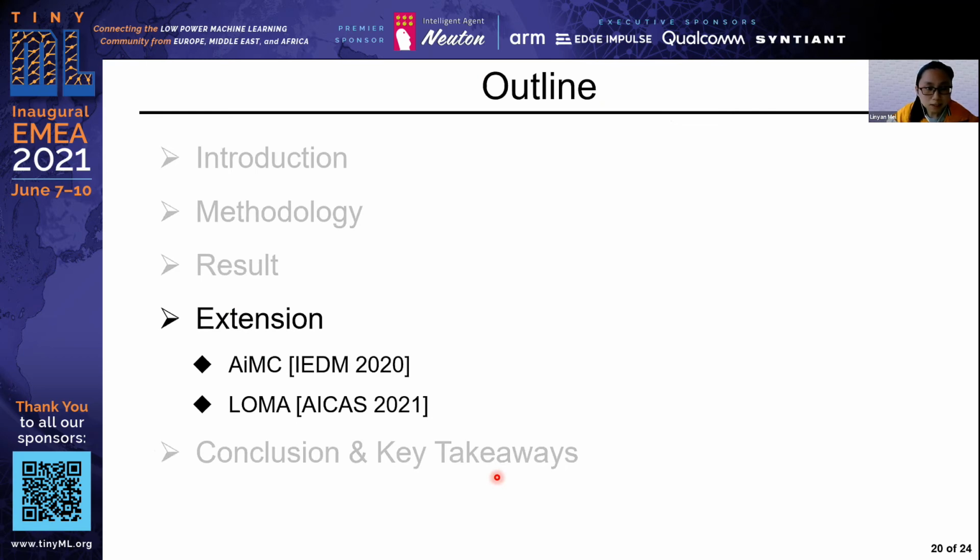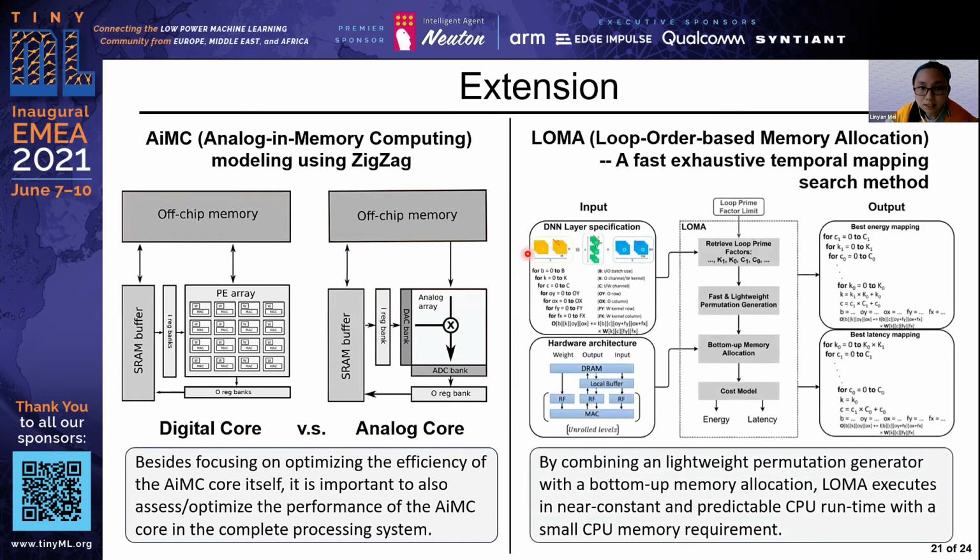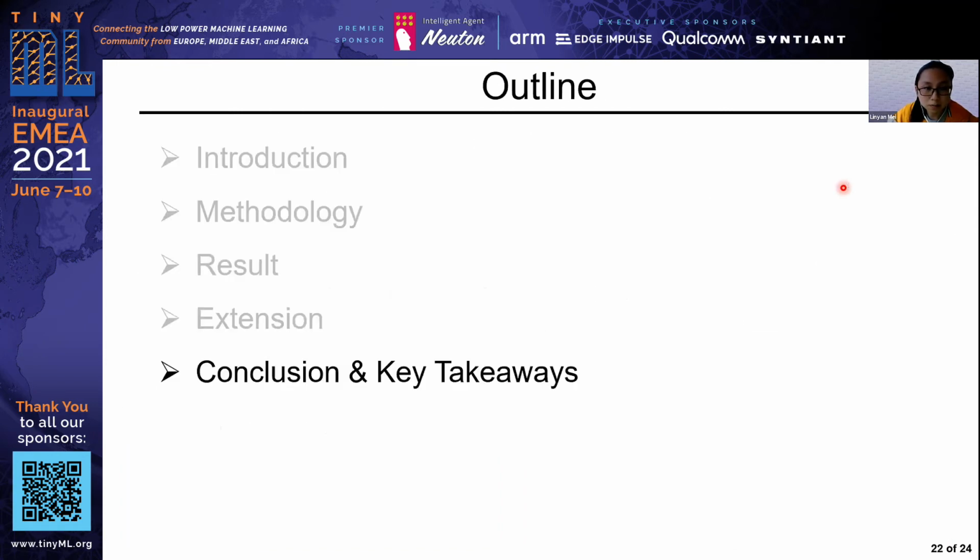The last part is the two extensions that we have made based on such a framework. Firstly is the in-memory computing modeling using ZigZag. Here we compare two different cores, and we also try to see how the design space varies between these two different scenarios. And on the other hand, we are improving the search engines. Here we also published a work named LOMA, which is a fast exhaustive temporal mapping search method, and it can bring a lot of speedup on top of our previous one. I won't go into detail, but I will put the link at the end.